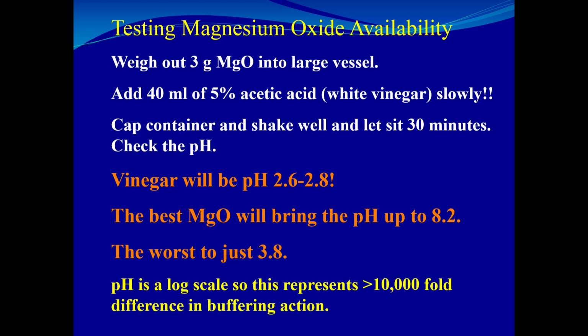Cap the container and shake it well, and shake it again at about the 15-minute time point, and then let it sit 30 minutes and check the pH. The straight vinegar will have a pH of 2.6 to 2.8. If you've got a good magnesium oxide, it'll bring that pH up above 8. If you've got a poor one, the pH stays around 3.8. So let's say 3.8 to 8.2, that's almost a 5-fold, let's say 4-fold difference in logarithmic scale. So being a log scale, that represents about a 10,000-fold difference in buffering action. You would be surprised how much cheap crap is on the market.